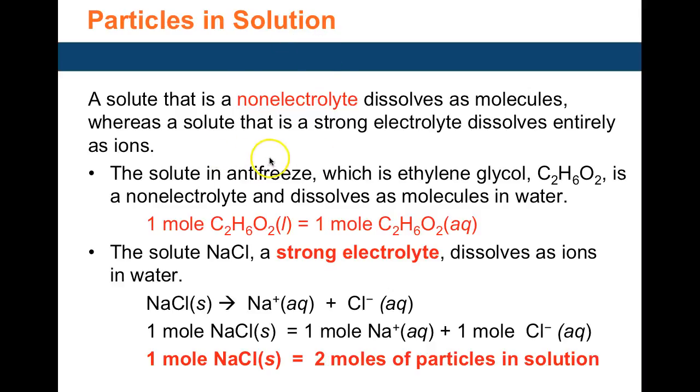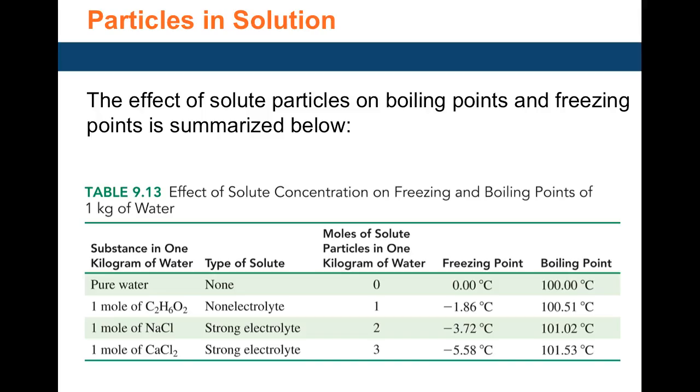So if you have a non-electrolyte, mole for mole, the amount of particles formed in water are much less compared to a strong electrolyte. So the more particles you can generate in water, the more you can depress the freezing point. Okay. All right, so here in table 9.13, it's an effective comparison of what happens when you add different types of electrolytes to water.